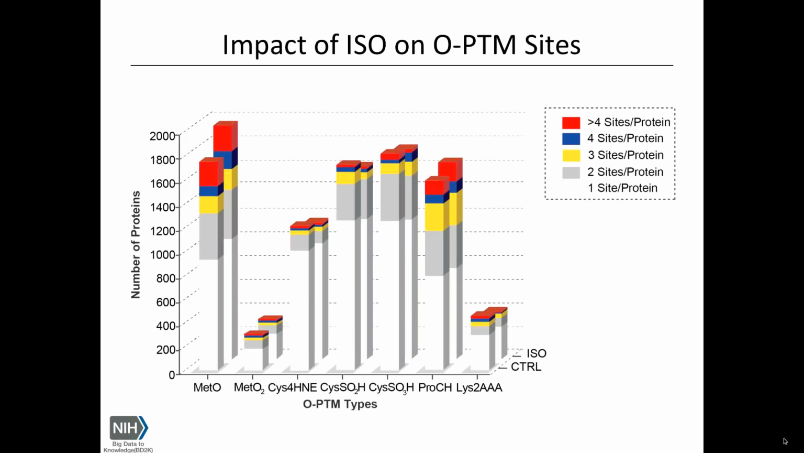We further analyzed the impact of ISO on the distribution of number of O-PTM sites for each type and found each to be distinct. In particular, ISO decreased the number of cis4HNE and Lys2AAA modified proteins and sites per protein, as well as increased the number of Meox-modified proteins and sites per protein. More than half of the modified proteins bore only one O-PTM site, even though each protein intrinsically bore numerous methionine, cysteine, proline, and lysine sites, which suggests that the O-PTM events are highly specific.